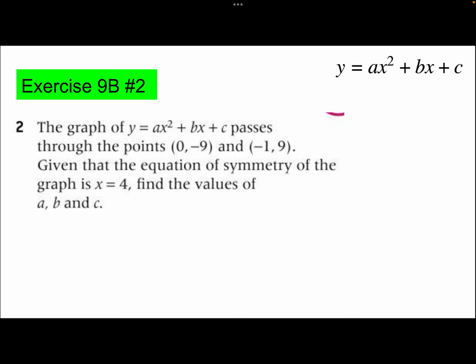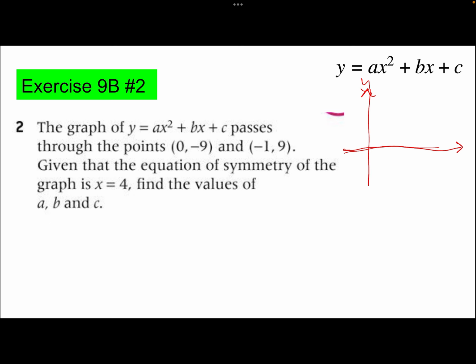It says that the graph passes through the points 0, negative 9 and negative 1, 9, given that the equation of the symmetry is x equal to 4. So I think the best way to do this is graph it. Okay, so I have a graph. Now I'm not sure what a is, but I'm just going to see how this looks like.